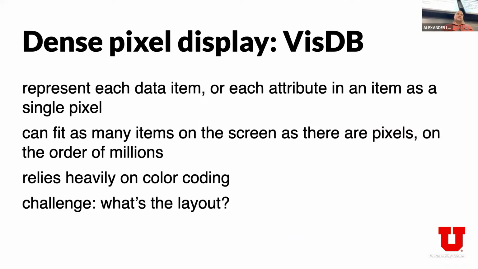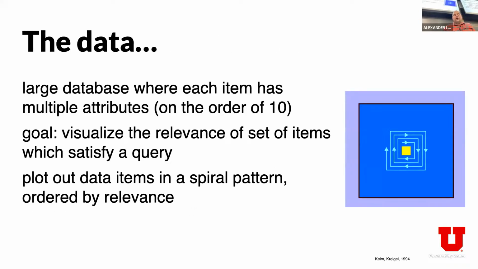There's also this idea of dense pixel displays, where you can represent each data item or each attribute in an item as a single pixel, and you can fit as many items on the screen as there are pixels. This relies heavily on color coding, but then the challenge is, what's the layout? And so people have tried this with different layouts, for example, spiral layouts or Hilbert curves or anything like that.